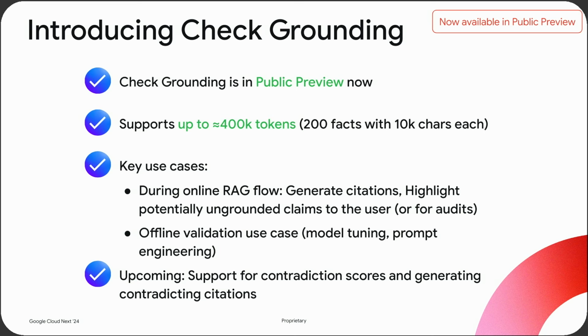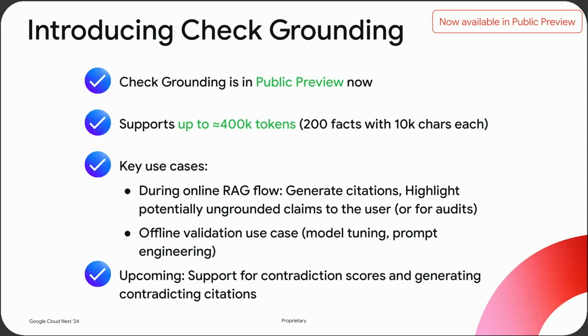The key use case we are seeing with our customers is to use it in an online flow to generate citations or highlight potentially ungrounded claims to the user. Actually, in the Gemini app, previously known as Bard, this was known as the double check feature. That's actually grounding in the web search corpus. So that's a very analogous use case here.